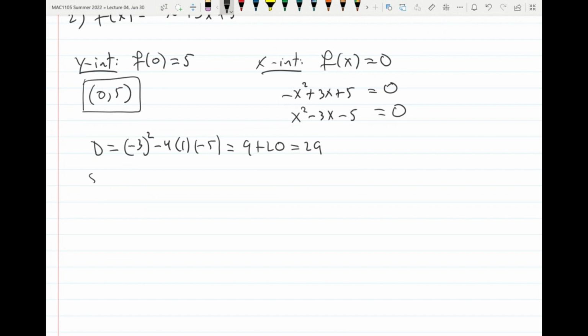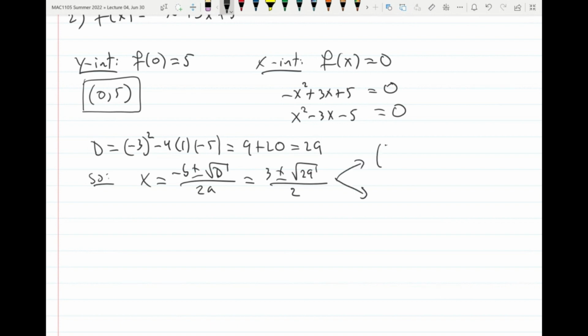So the solutions here are negative b plus or minus square root of the discriminant over 2a. So that's 3 plus or minus square root of 29 over 2. And that's it. You cannot simplify this anymore. So the 2 x-intercepts, what are they? 3 plus square root of 29 over 2, 0. And the other one is 3 minus square root of 29 over 2, 0. Questions?